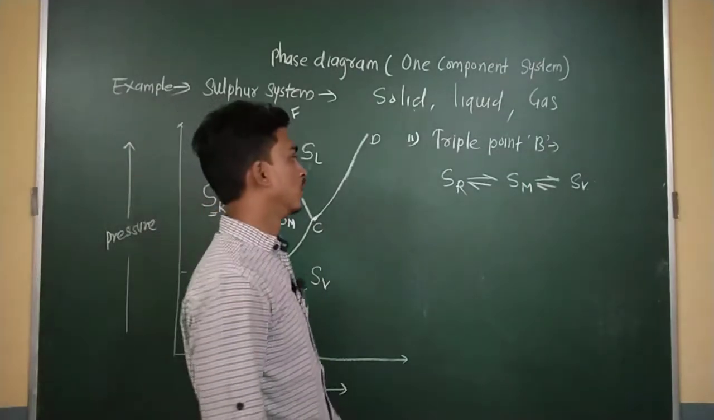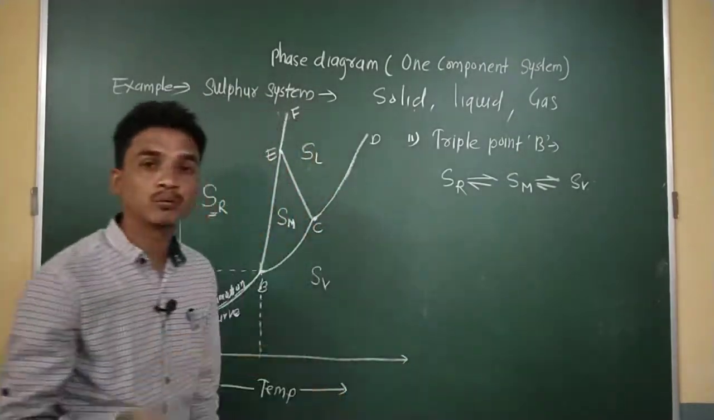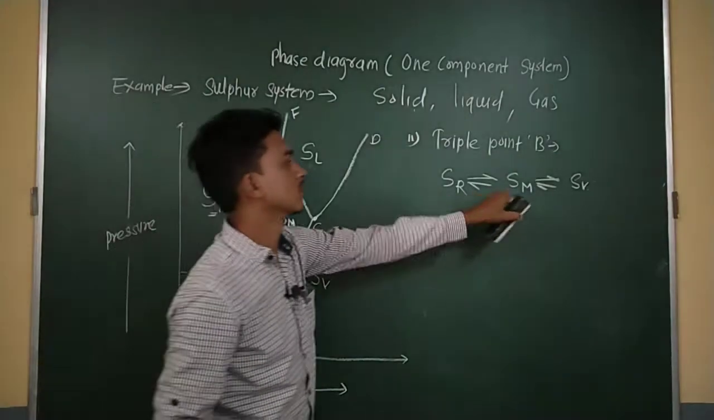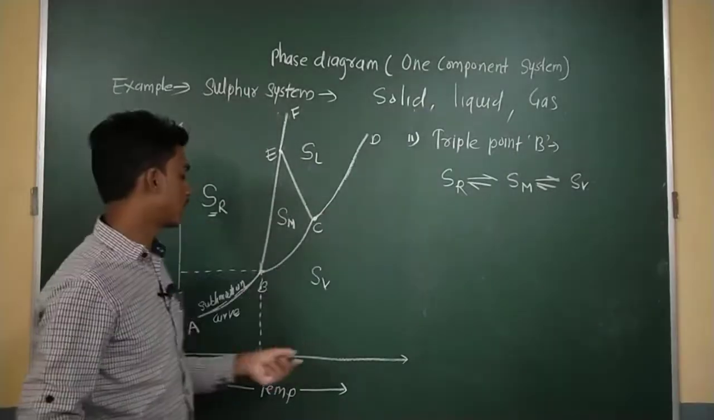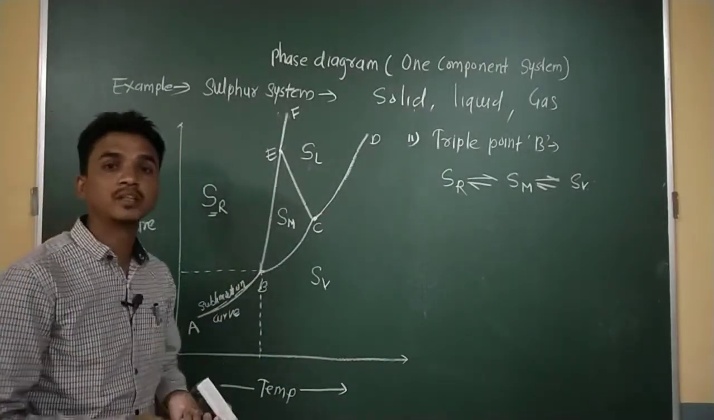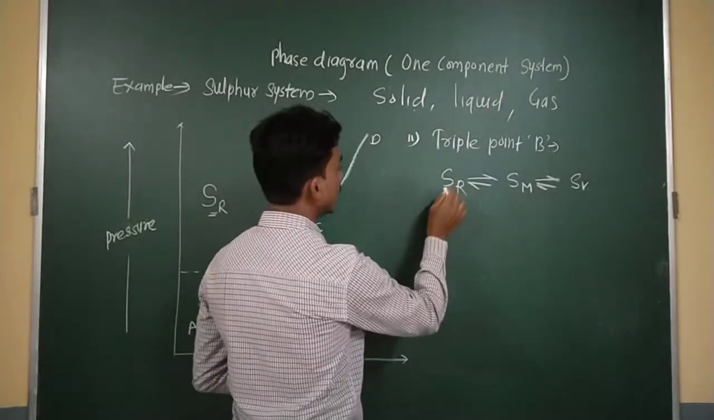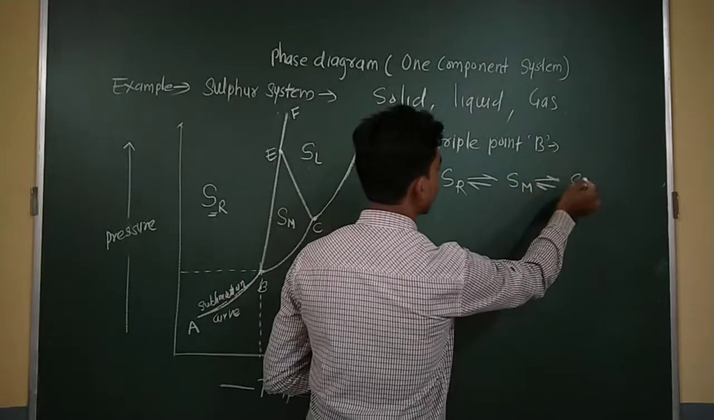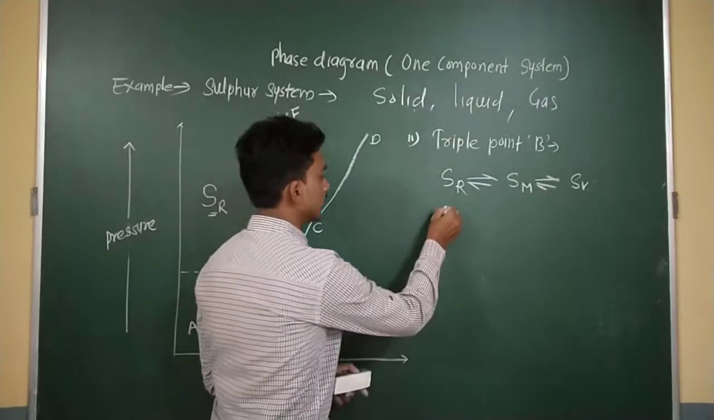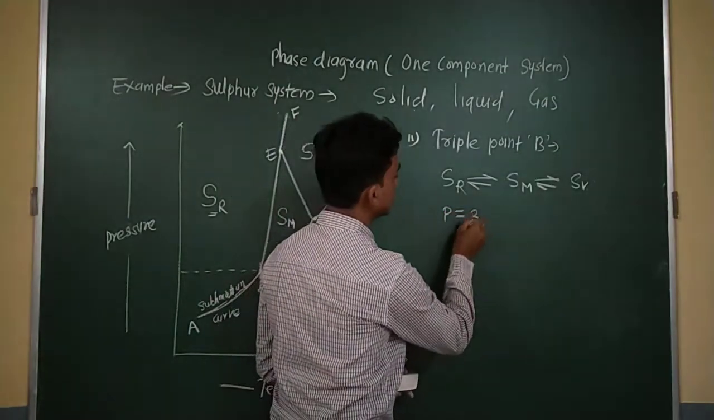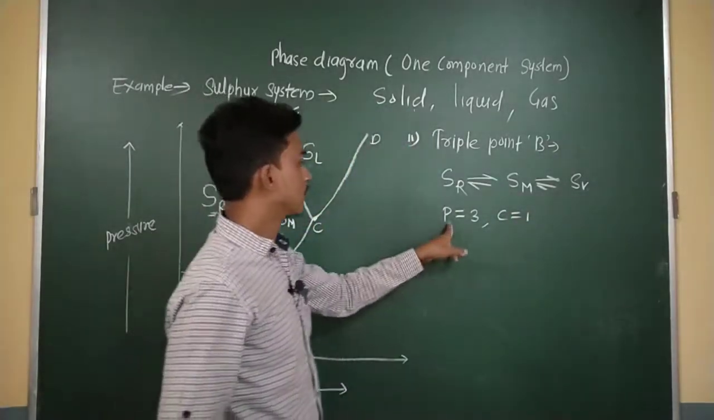Okay, so how many components are there and how many phases are there? We have to calculate these using the phase rule. We have to calculate the degrees of freedom, and state whether this is a monovariant, bivariant, or non-variant system. You have to mention all these things. This is a solid form, this is also a solid form, and this is the vapor form. That means P is equal to 3 and C is equal to 1. The number of phases is 3.